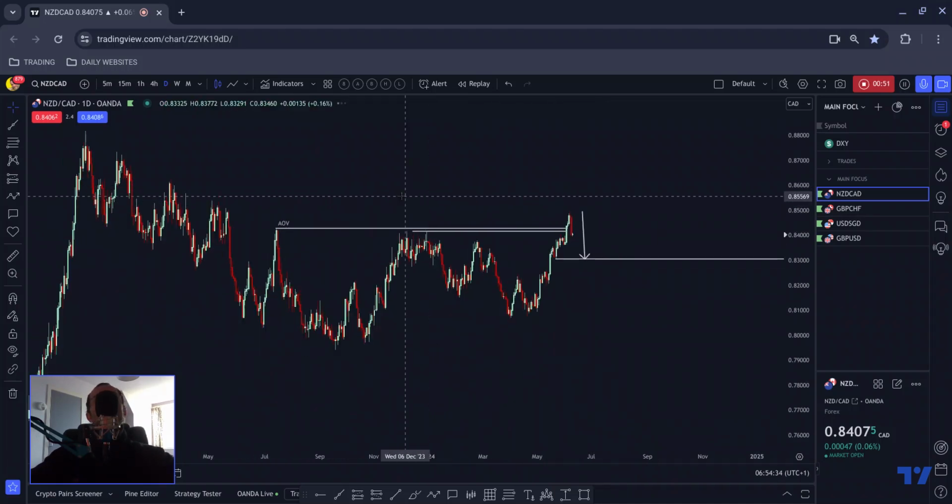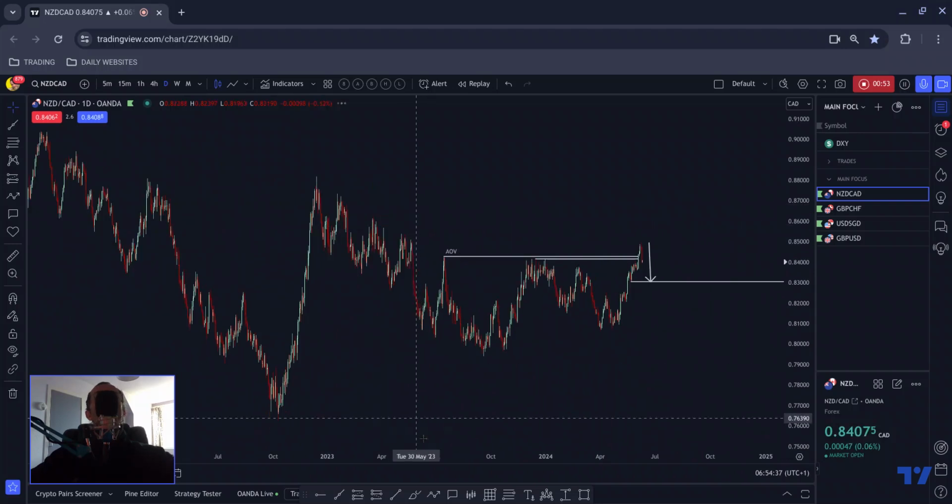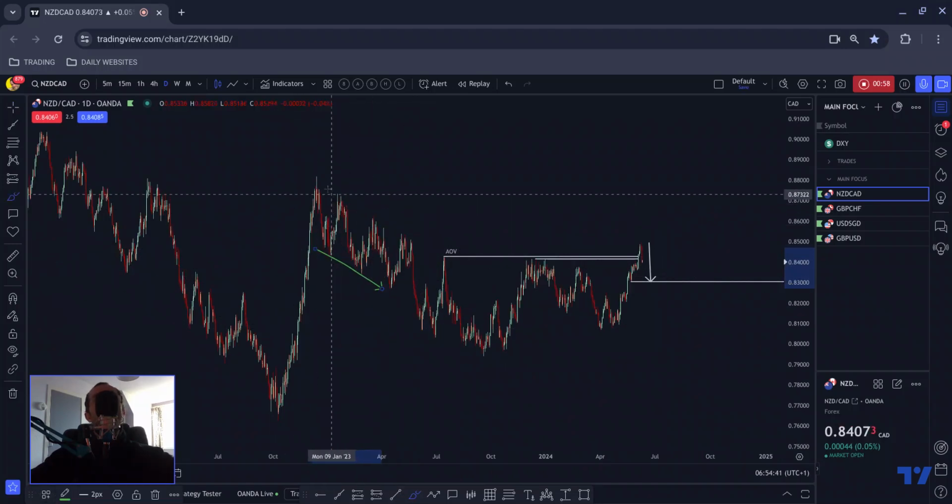So Kiwi CAD is my favorite of the bunch. You can see on the higher time frames we had this failed structure here. This is important to note because the patterns that we look for are not patterns that play out all of the time.